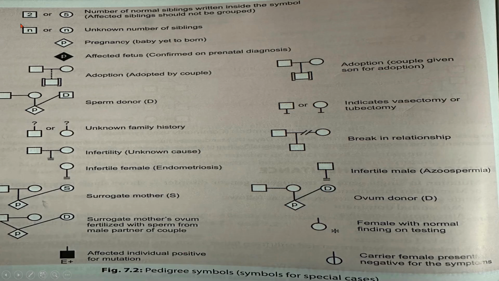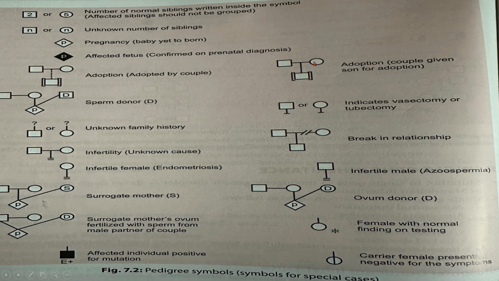There are a few more symbols. If you see in the square, there are 2. These are the number of normal siblings. Here you can see the number of 5 normal siblings. And n is the unknown number of siblings. This is pregnancy, normal. And here you can see the affected fetus confirmed on prenatal diagnosis. You can see both parents adopted a son, so that is why there is a dotted line. Both parents gave the son for adoption.